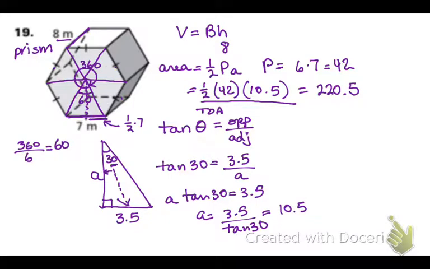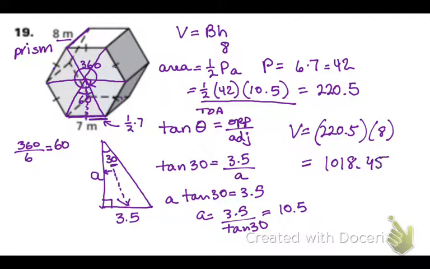And if we multiply all that together, you get 220.5, so that's our area. So volume equals 220.5 times 8, and that is equal to 1018.45. And we are done. Okay? So, let's continue.